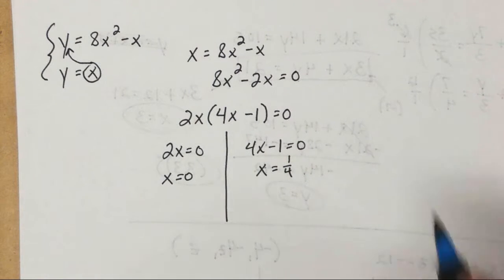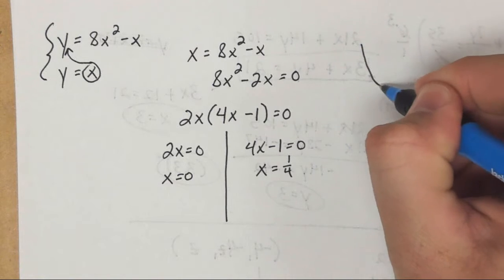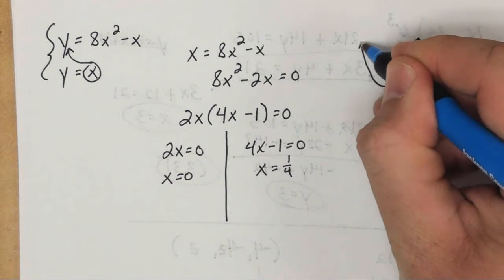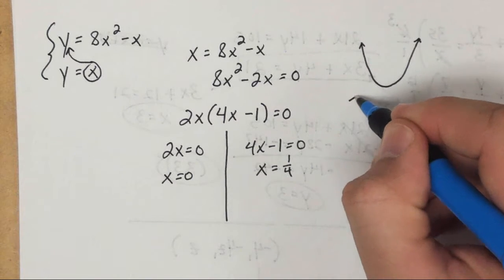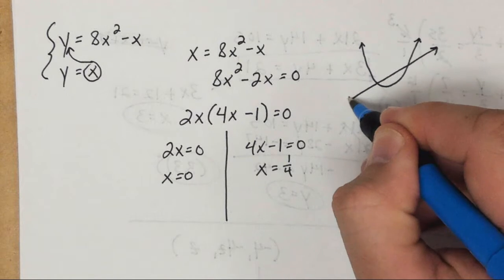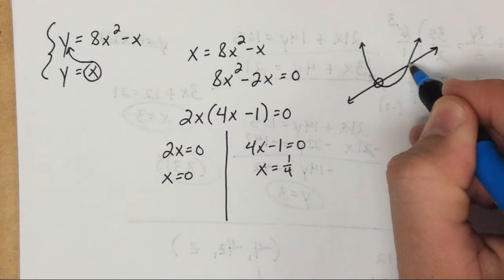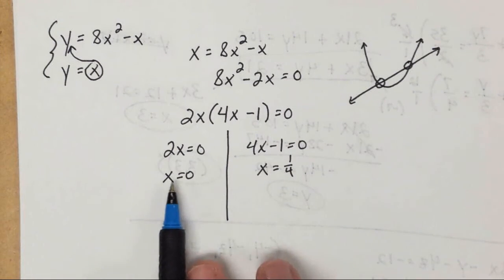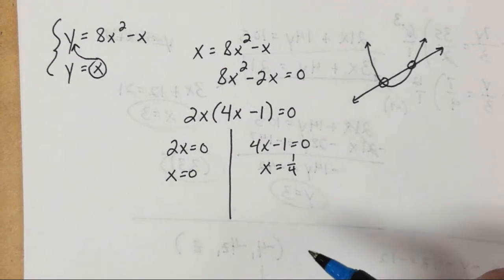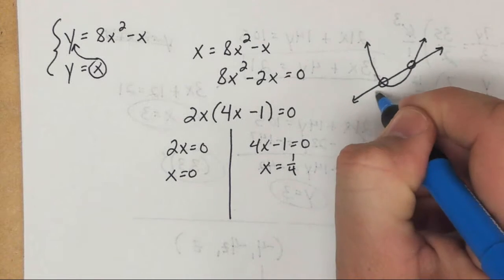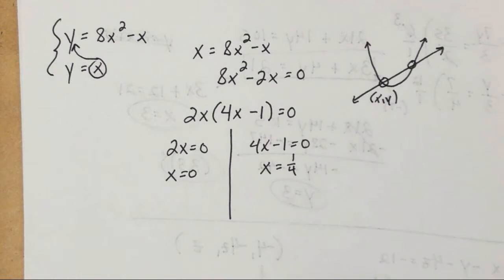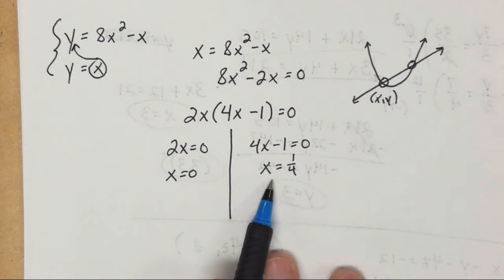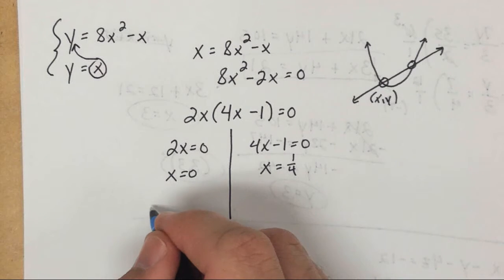Let me again remind you what you're doing. You have a parabola, and you have a line y equals x. That's a line that has a slope of 1 and a y-intercept of 0. More than likely, this thing's going to cross twice. And that's what you're seeing here. At two different x values, it's going to cross. But again, we're looking for the point. We're not looking for the x value where they're crossing. We're looking for the point where they're crossing, so you've got one more step.